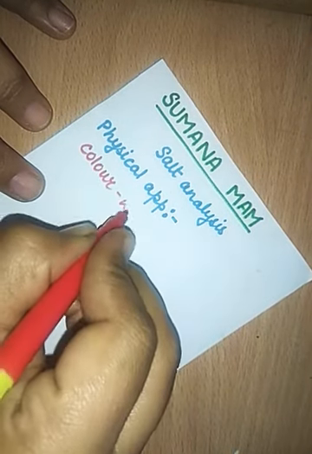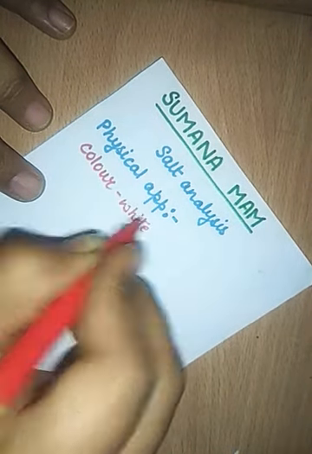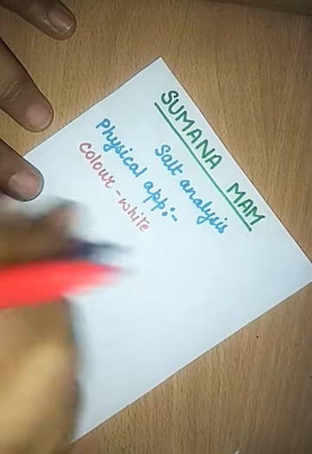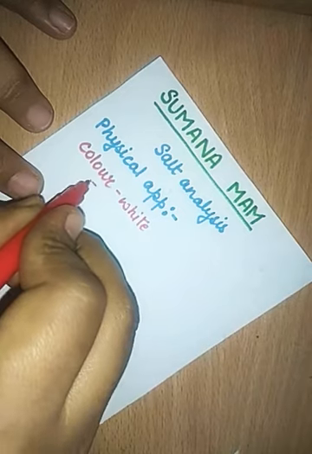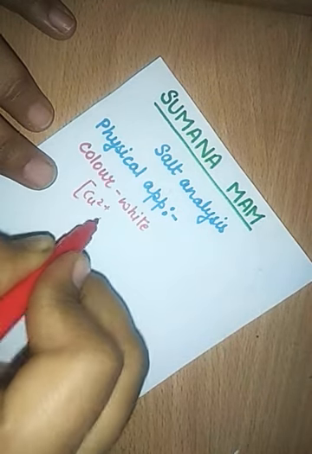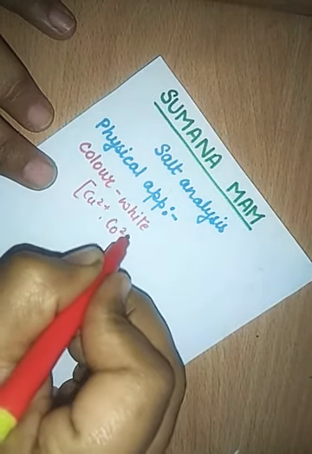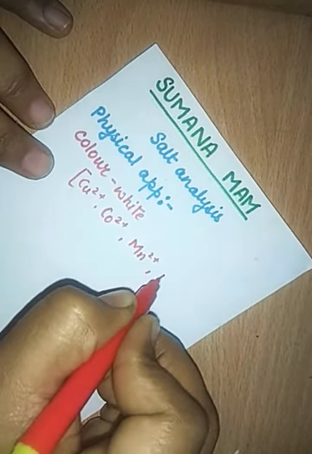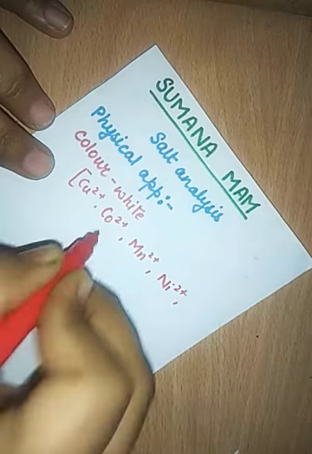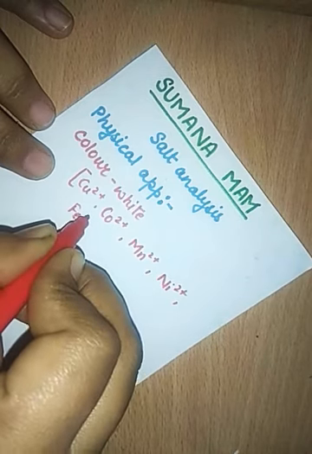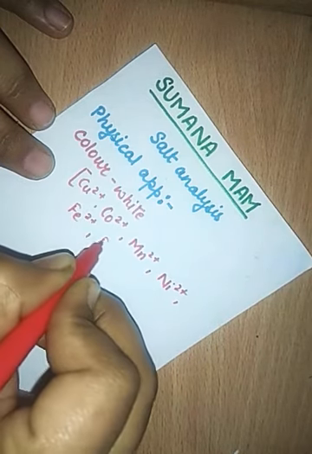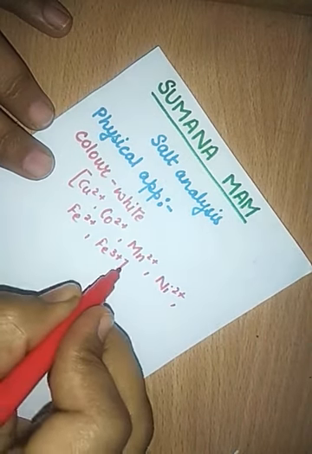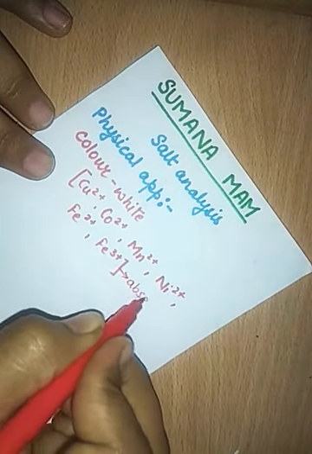If it is white, then also we can get a lot of details. If it is white, that means it is not having Co2+, manganese, nickel, Fe2+ and Fe3+. They may not be present. These are all absent.